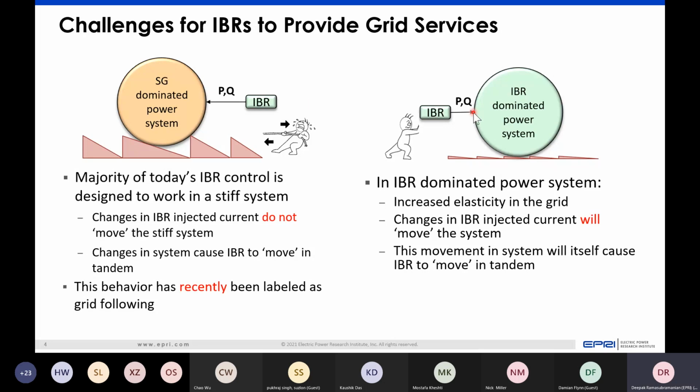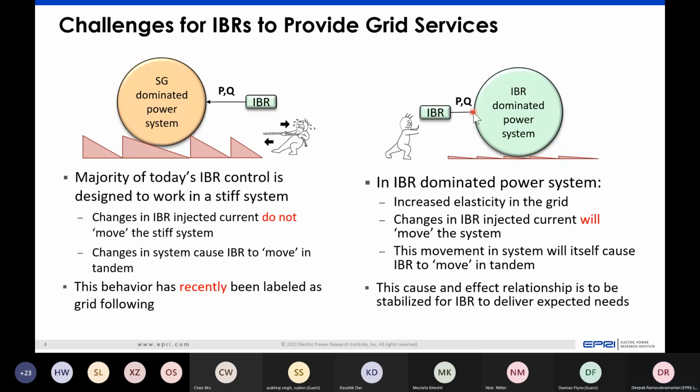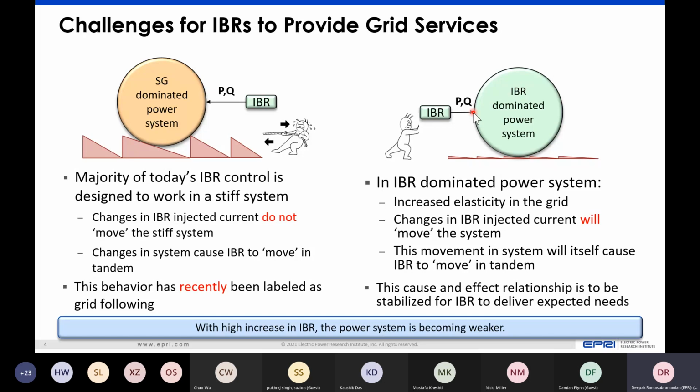And this kind of cause and effect relationship is what can cause an issue when an IBR is expected to deliver certain services to the grid, because this is happening in time scales that are in milliseconds. And that kind of a phenomenon is what we now define as the system becoming weaker. It's not that the system is really physically becoming weak, so to speak. It's more about the effect of the system, the effect of the sensitivities that are changing.